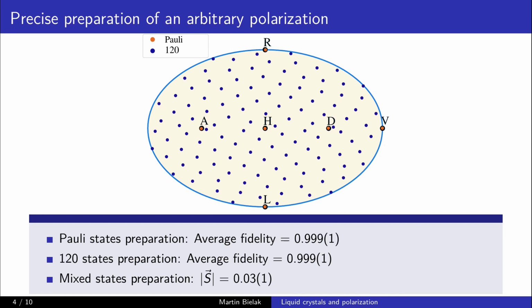Beyond the pure states, time averaging can be used to prepare depolarized or mixed states. In this task, we prepared a polarization state with the length of the Stokes vector of 0.03. When the state is fully depolarized, this figure of merit is 0.